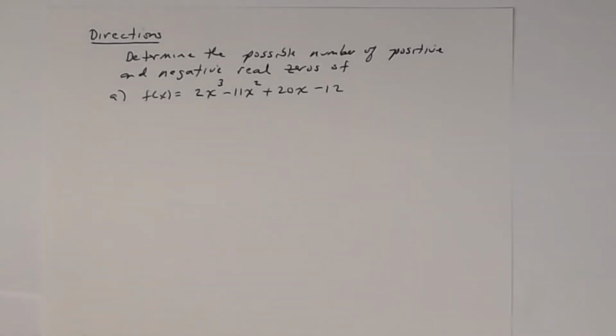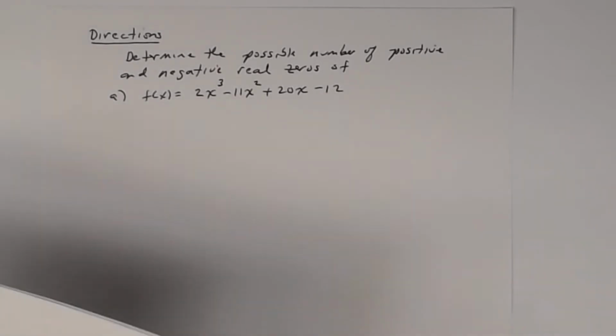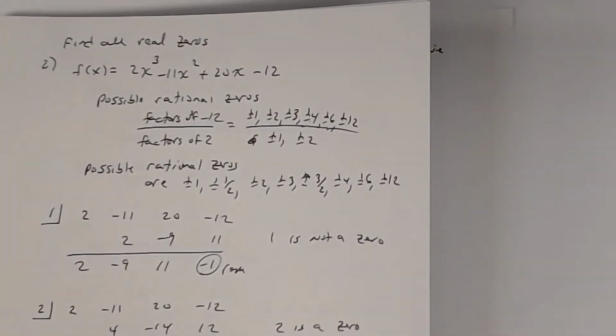Okay, so determine the possible number of positive and negative real zeros of this function. All right, now this function comes from a previous lesson we did, and let me kind of remind you what it looked like. So it was this one. So it came from a previous lesson.